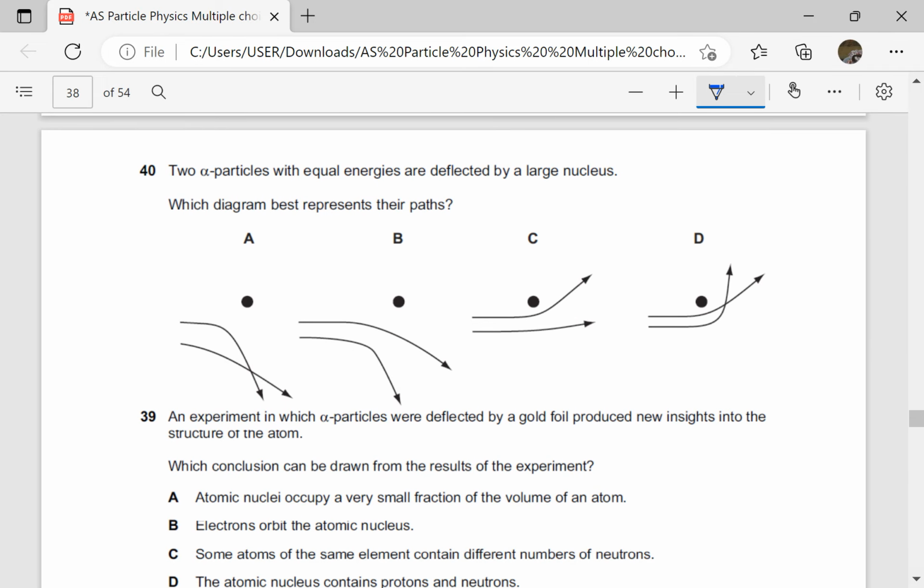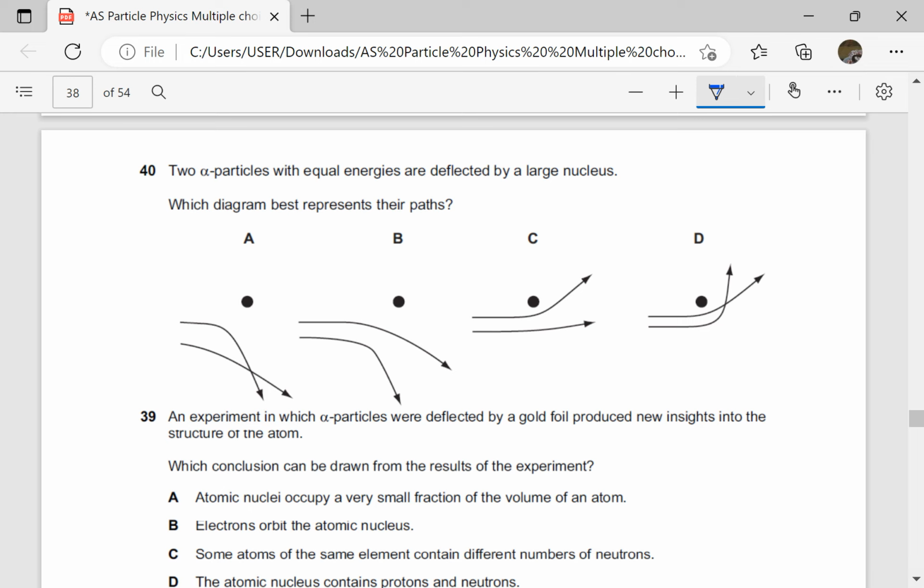Two alpha particles with equal energies are deflected by a large nucleus. Which diagram best represents their paths? The alpha particle which is closer to the nucleus undergoes more deflection, so this is wrong. It can't be deflected towards the nucleus. So the answer is simply A. Because they are repelled, they can't be deflected towards the nucleus.